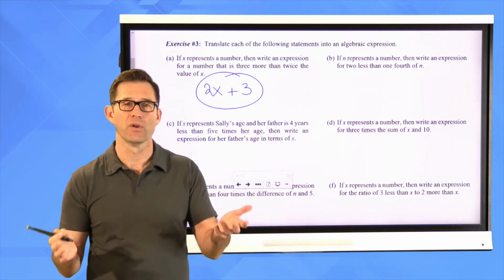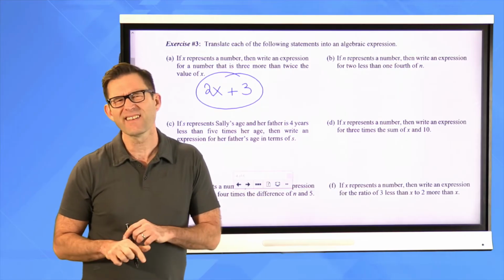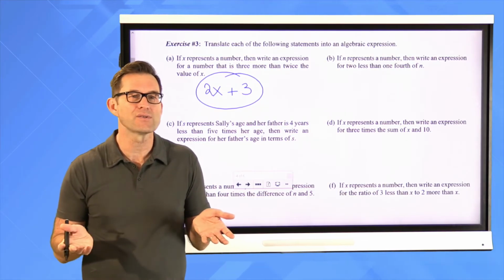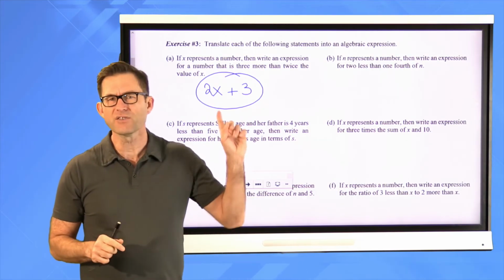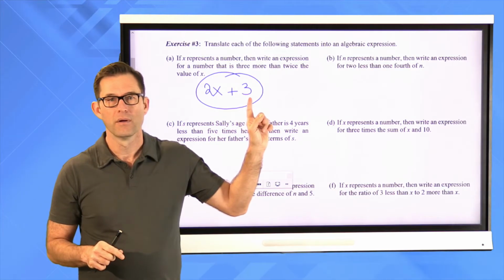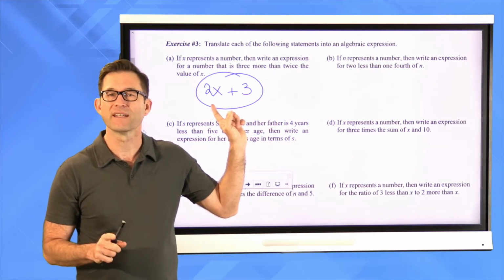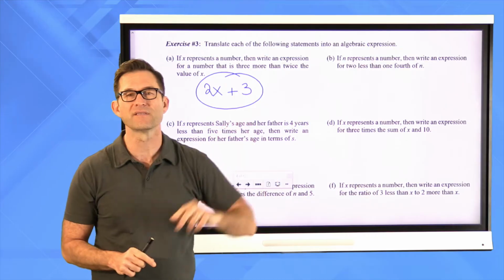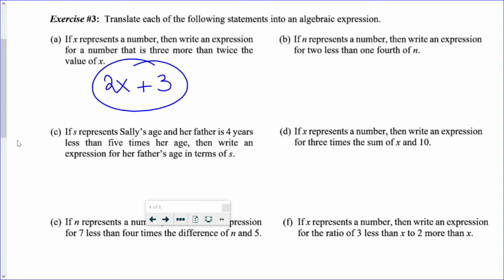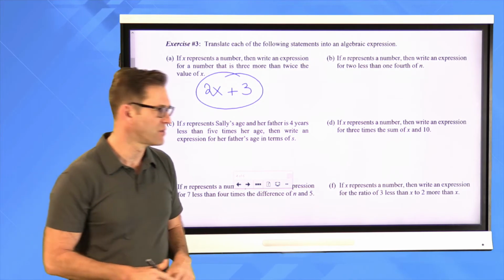And again, due to the commutative property of addition, technically, kind of, it's the right answer, sort of. But this is really 3 more than twice the value of x. And that's important when we look at something like b. Let's take a look at that one. If n represents a number, then write an expression for 2 less than 1/4 of n. All right, so a couple things, right?